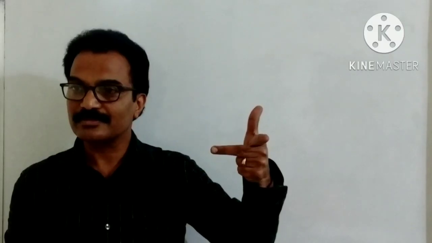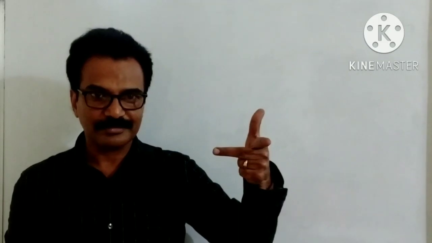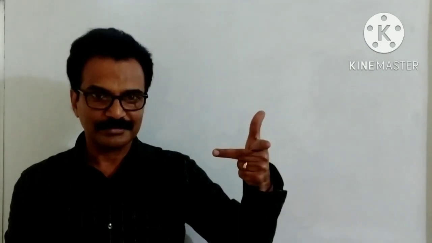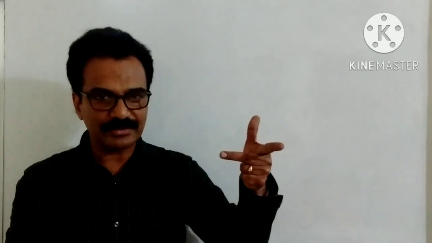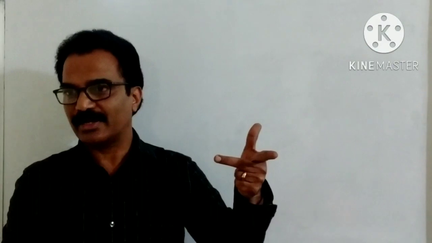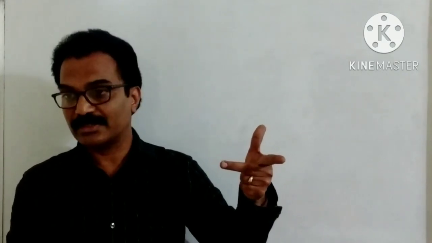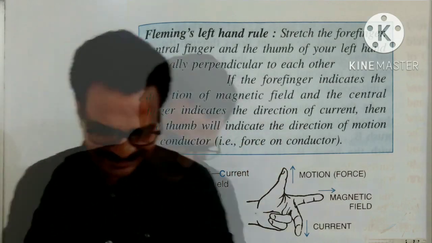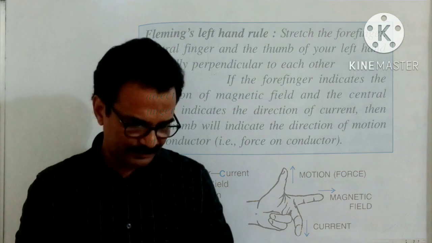Okay, then if the forefinger indicates the direction of magnetic field, and the central finger indicates the direction of current, then the thumb will indicate the direction of force on the conductor, or direction of motion of the conductor. So the answer is option 1, direction of force on the conductor.